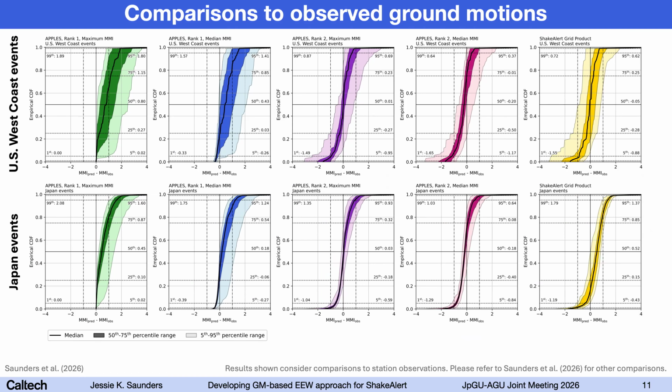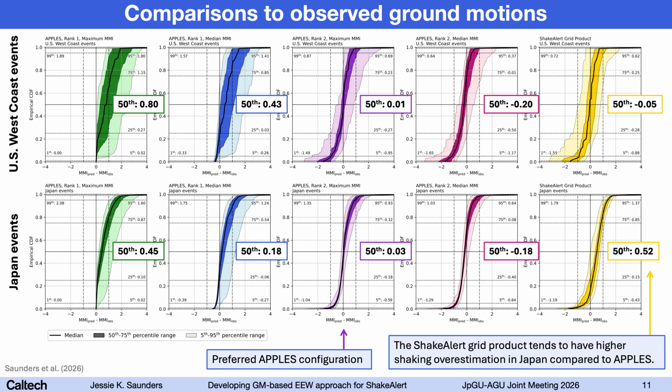And here are the same set of comparisons for the Japan data set in the bottom row. Overall, we see very similar behavior for Apple's, but for ShakeAlert, we see systematic overestimation in Japan, even larger than Apple's rank 1 maximum. And this is likely due to the shallow crustal rupture assumptions used in ShakeAlert's ground motion models. But overall, these results suggest that the best configuration for achieving ShakeAlert's goal of corresponding to median shaking is Apple's rank 2 maximum, shown in the middle.